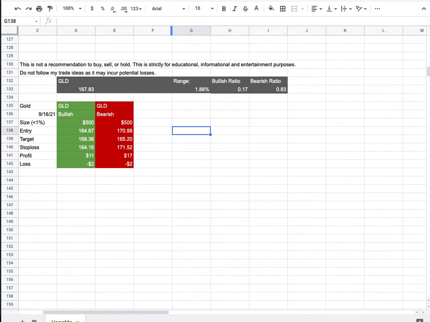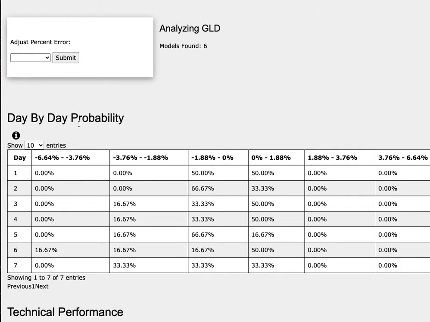So how did I develop these trade ideas? It all comes from the day-by-day probability model. As we progress to the 5th day or week of trading, gold futures has a 17% chance to climb between 0 to 2%. To the downside, it has a 67% chance to fall between 0 to negative 2%, and a 17% chance to fall between negative 2 to negative 4%.